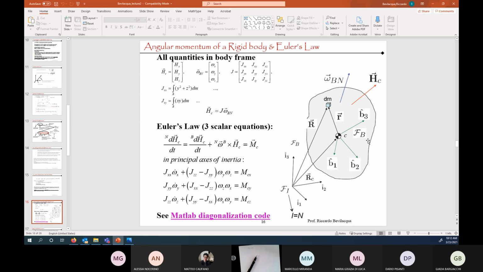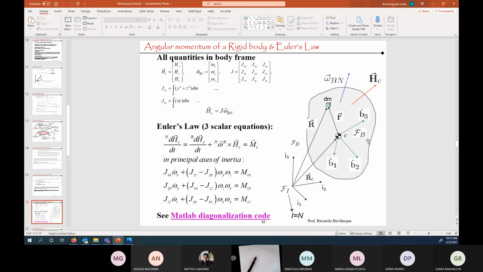He collects into a matrix values that tell you how the mass is distributed about the center of mass, and how that is distributed will give you different behaviors in terms of rotation.